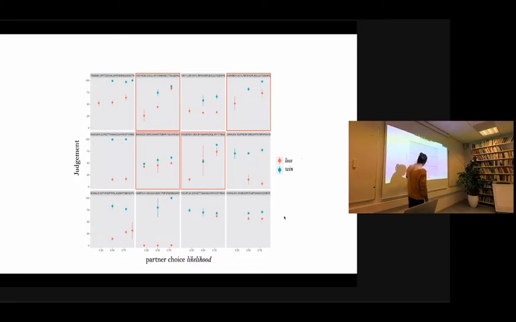On the x-axis, you have the partner choice likelihood here. And on the y-axis, you have the judgment from 0 to 100. You can see that some people definitely follow the likelihood, for instance, here it's pretty clear. Some people follow the likelihood, some people don't. Actually, a lot of people don't. But this is just a very simple schematic illustrating this. Obviously, we have to get the regression parameters to have better estimates.